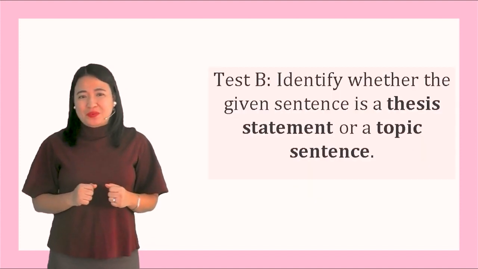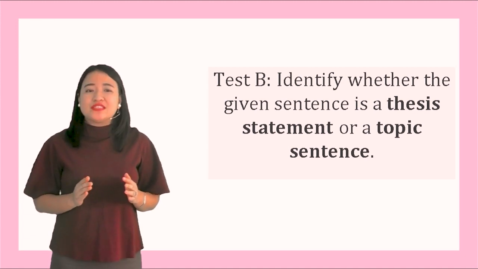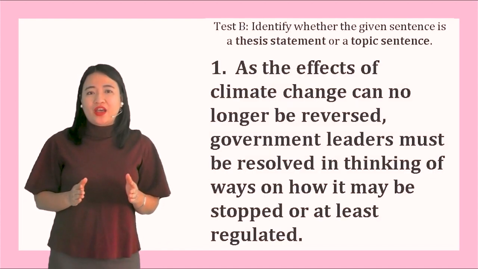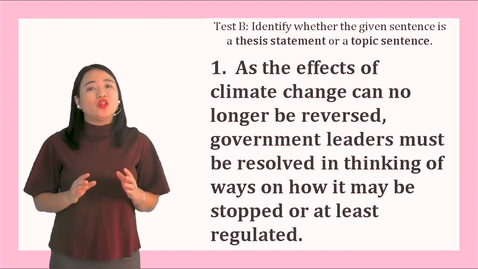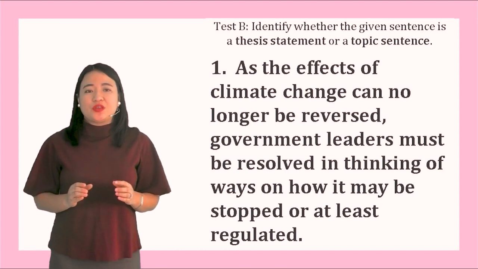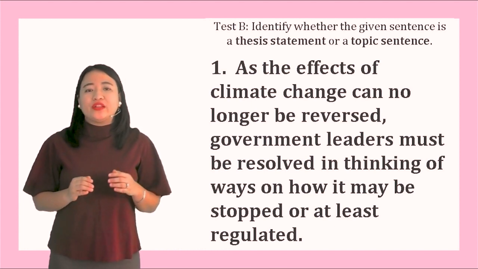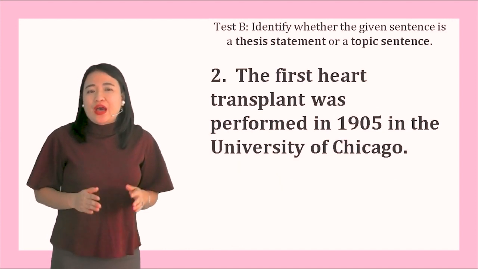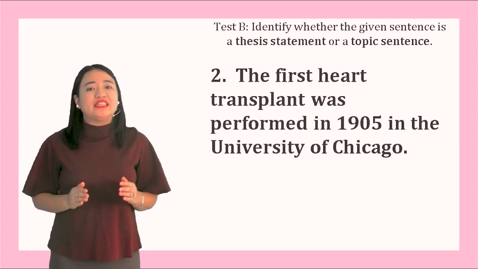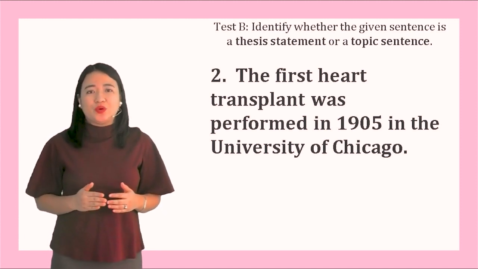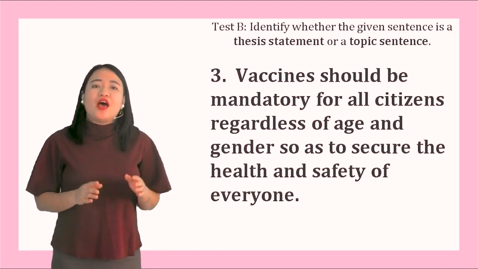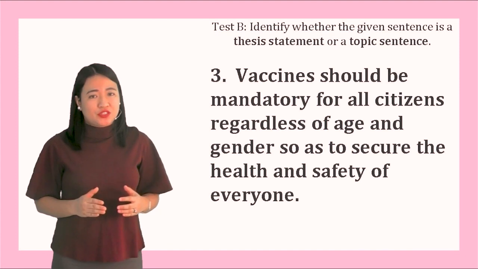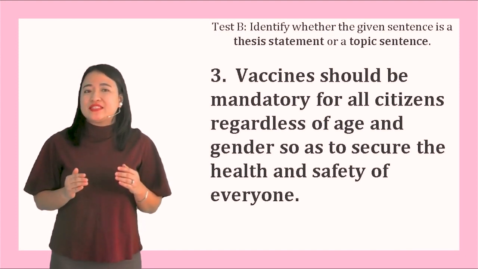Let us now answer Test B. Identify whether the given sentence is a thesis statement or a topic sentence. Number 1. As the effects of climate change can no longer be reversed, government leaders must be resolved in thinking of ways on how it may be stopped or at least regulated. Number 2. The first heart transplant was performed in 1905 in the University of Chicago. Number 3. Vaccines should be mandatory for all citizens, regardless of age and gender, so as to secure the health and safety of everyone.